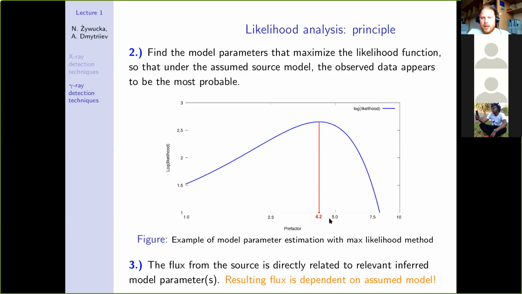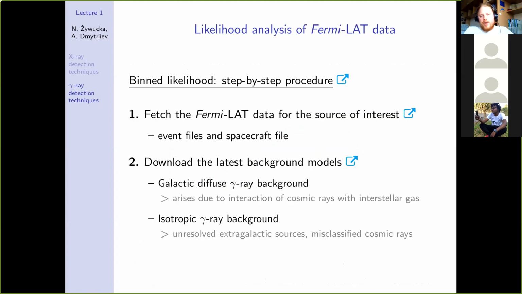So you see, your flux is around 4.2 plus minus, let's say 0.8. So it's located in the interval from more or less 3 to 5, but with the highest probability. So you can write it down as 4.2 plus minus 0.8 or 1, I don't know. But during the real analysis, you don't need to do that with the plot, the software is calculating that automatically. So this is it for the principle of the likelihood function.